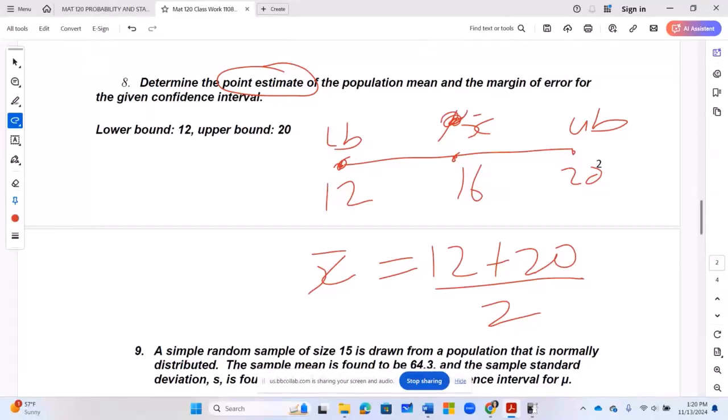Therefore, if I know the point estimate, I actually know the margin of error. The margin of error is 20 minus 16, which is 4. Therefore, the margin of error is plus or minus 4.